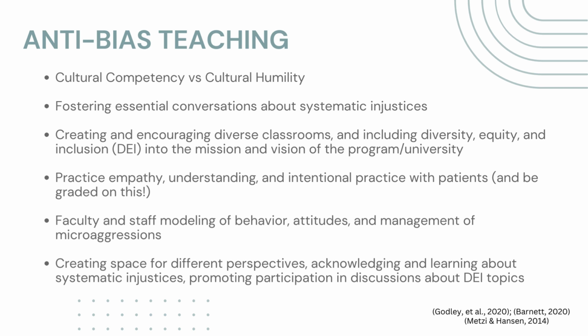So some of the main points of the articles I found were cultural competency versus cultural humility, which I know we've talked a lot about. That transition they're making from competency to humility is a really big thing. Another was fostering essential conversations about systematic injustices. So, not just saying, oh, there are systematic injustices, or we all know the systematic injustices, but calling them out and talking about where they come from and how we can change them, one step at a time with our personal practices, and how we can counteract those systematic injustices that are still here today.